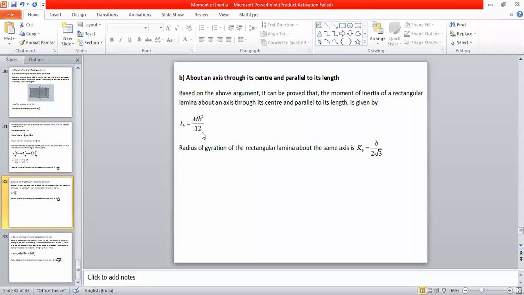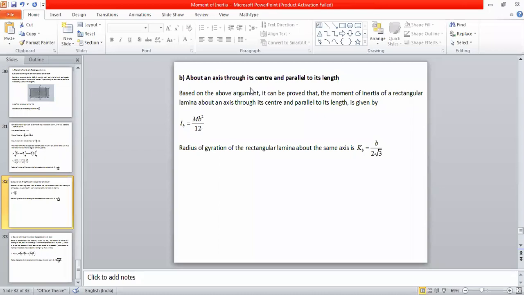You need not calculate the expression for the moment of inertia explicitly once again for this second case, B case, because this case is similar to the first case. In the first case, the axis was passing through the center and it was parallel to the breadth. Now here in the second case, the same axis is passing through the center, but with a small change that it is parallel to the length. So using the same logic, we can prove that the moment of inertia comes out to be mv square by 12. Okay, so therefore I can conclude.